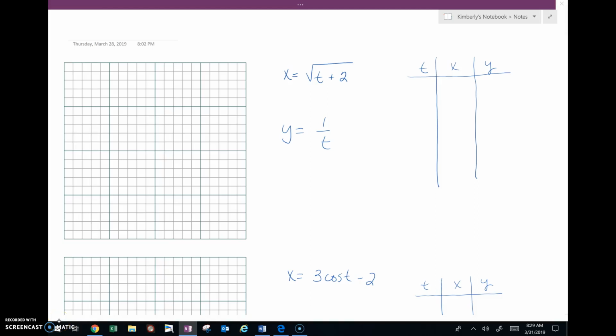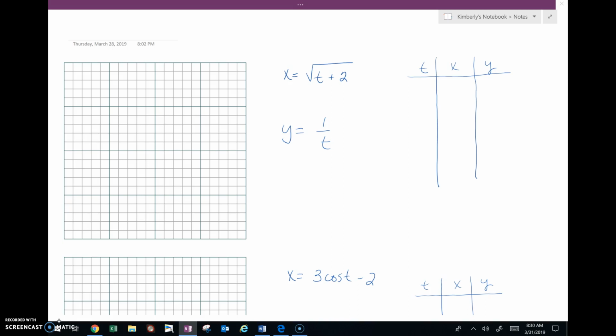All right, so here's a video to show you how to analyze and graph parametric equations. As promised, I chose something that was non-trig, and then I'm going to do a trig one for you. Our first pair would be x equals square root of t plus 2 and y equals 1 over t. And you can see over to the side I did a t chart with 3 columns: t, x, and y.